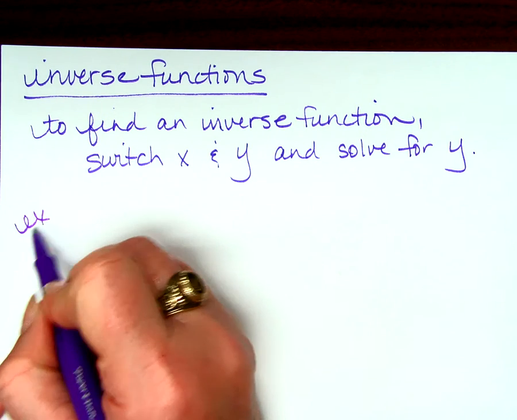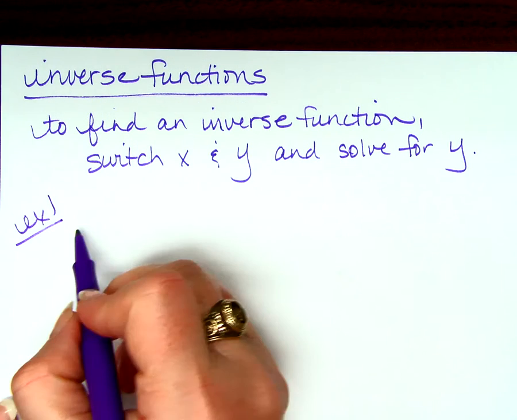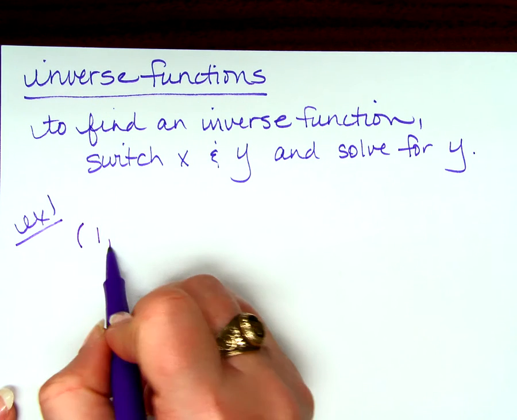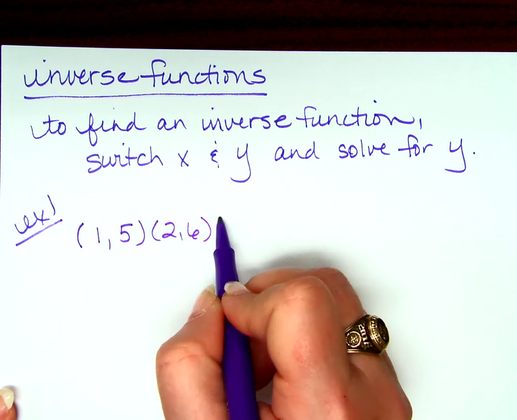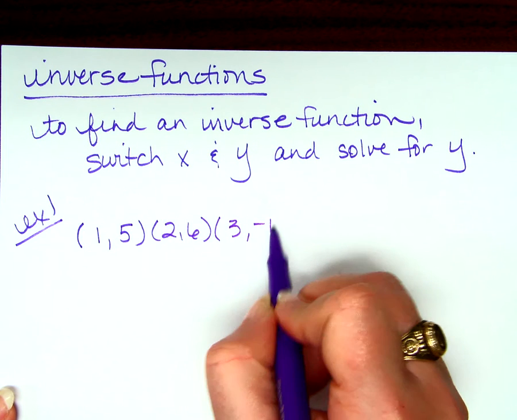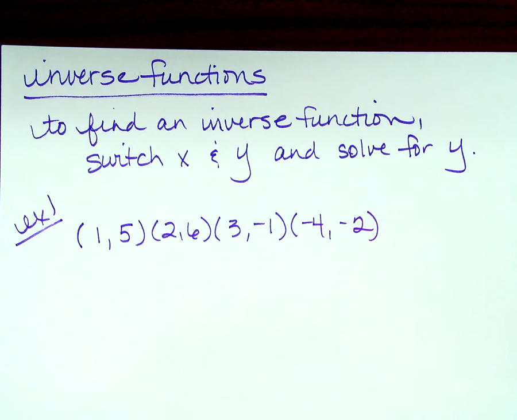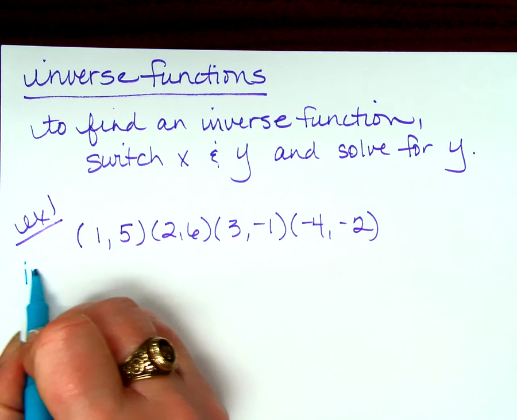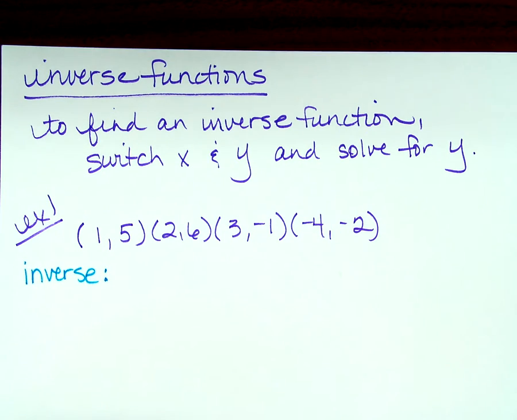Okay? Got 6 examples for you today. Here's example number 1. This is what's given to you: (1, 5), (2, 6), (3, -1), and (-4, -2). That's what's given to you. And my instructions are to find the inverse. Well, how do you find the inverse of a function? You switch x and y. Okay?